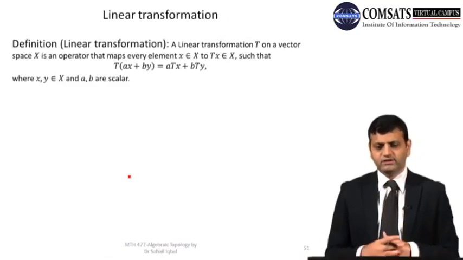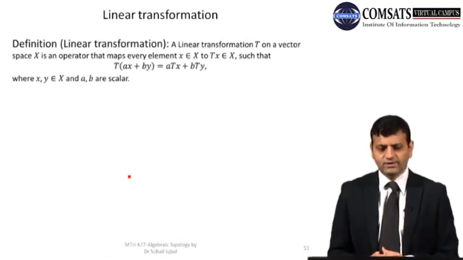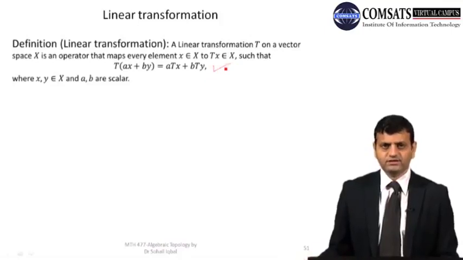A linear transformation on a vector space X is an operator that maps every element x to Tx such that it satisfies the following condition. A linear transformation is just like a homomorphism of groups. So in case of vector spaces, we have linear transformation. This is basically a mapping which preserves the two operations on the vector space, scalar multiplication and addition.